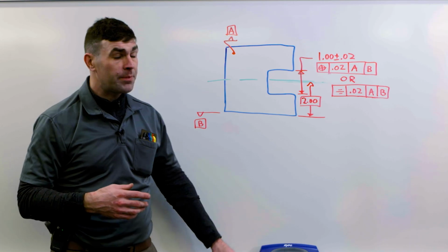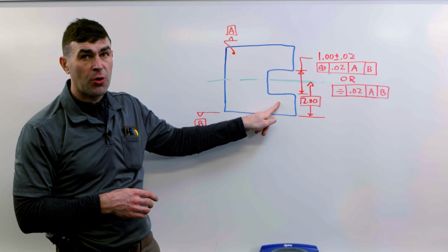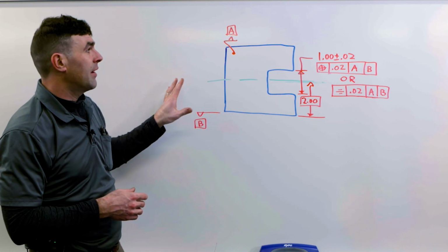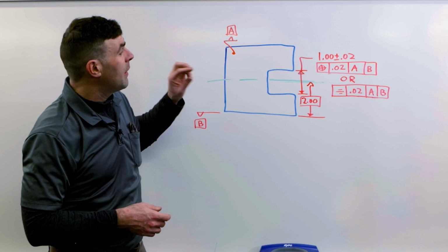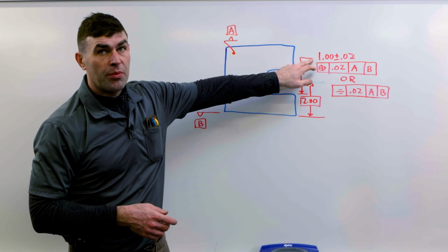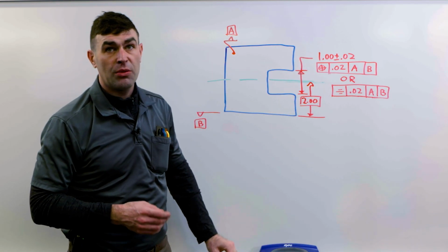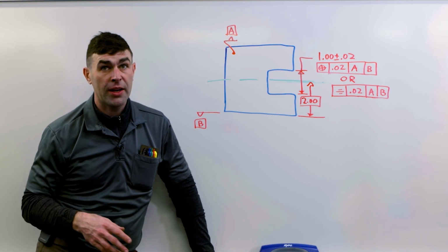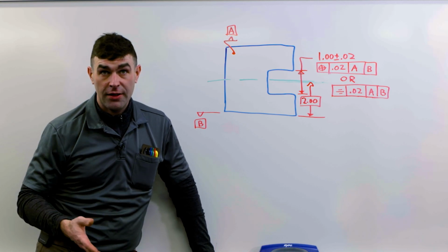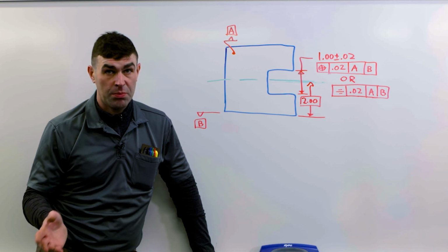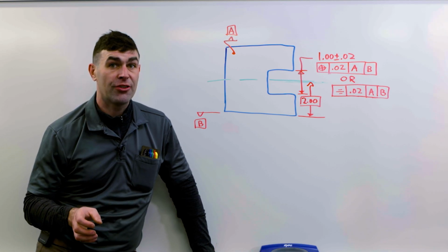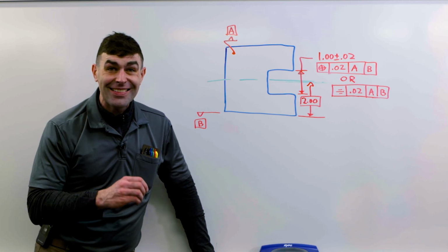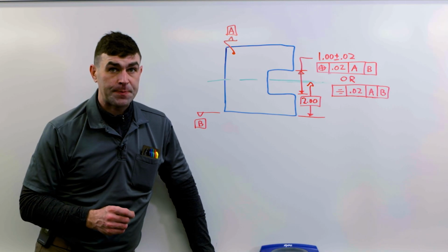So on this part, I've shown an internal width feature. We've got a simple datum reference frame, a plus or minus dimension. With symmetry, you're limited to a plus or minus dimension. If you wanted to use a basic dimension, you'd have to use profile. So symmetry is going to control a feature of size, similar to position.